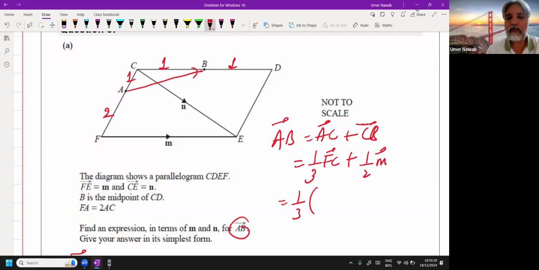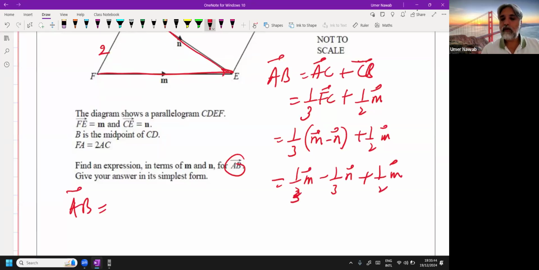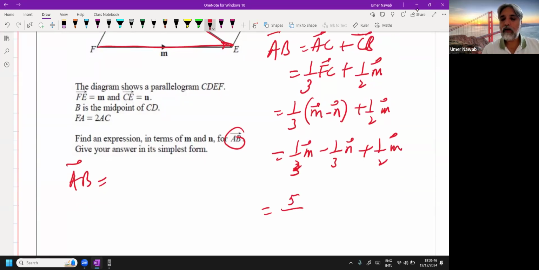Now 1/3, what is FC, guys? FC is M minus N from the figure. So 1/3 of M minus N plus half of M. Expand the brackets: 1/3 of M minus 1/3 of N plus half of M. When you simplify it, you will get 5 over 6 M minus 1/3 of N.